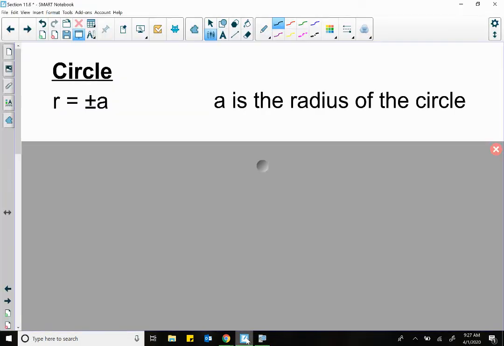So if I come back in here with the circle, this is what a circle looks like in polar coordinates. It says the radius equals whatever A is, and A is the radius. r equals a, plus or minus A. You either have a positive A or a negative A. I know it seems weird with a negative radius, or a negative A, but remember that just means opposite vector, or opposite pole.